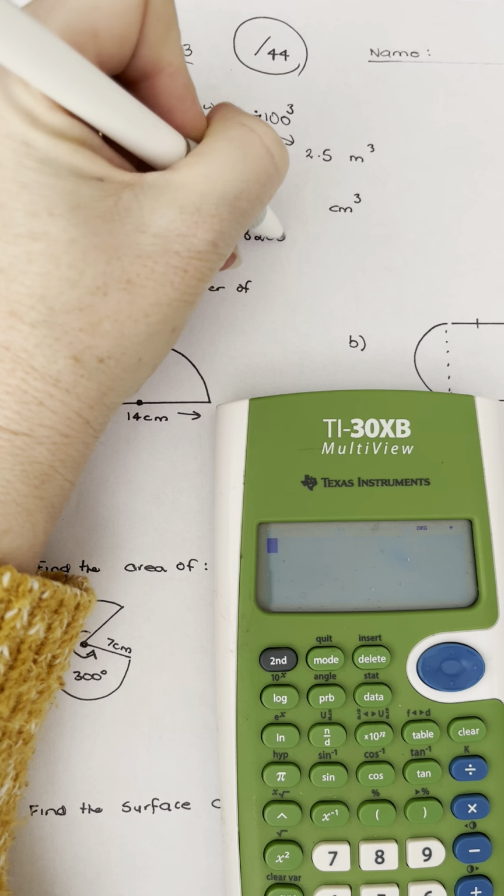Okay, I'm having a look at a Year 9 quiz. This is our third quiz of the term, looking at some measurement and trigonometry questions. So the first one we've got is converting centimetres cubed to metres cubed.